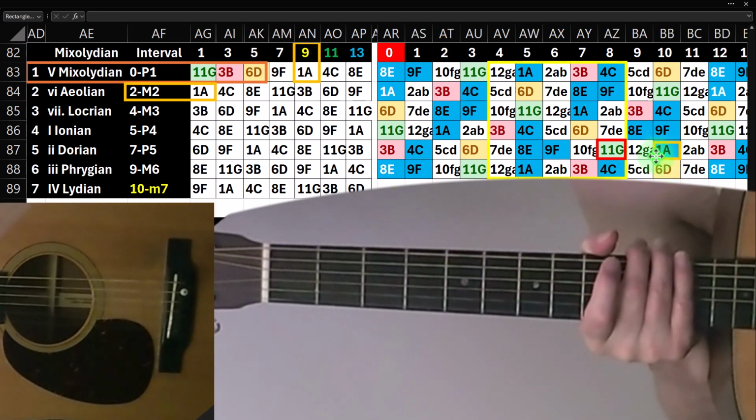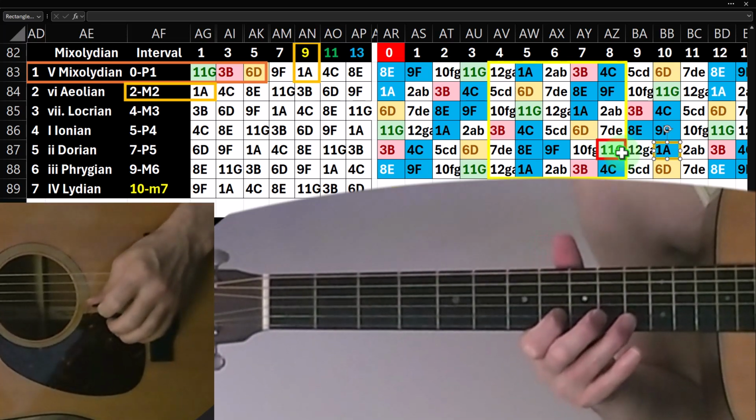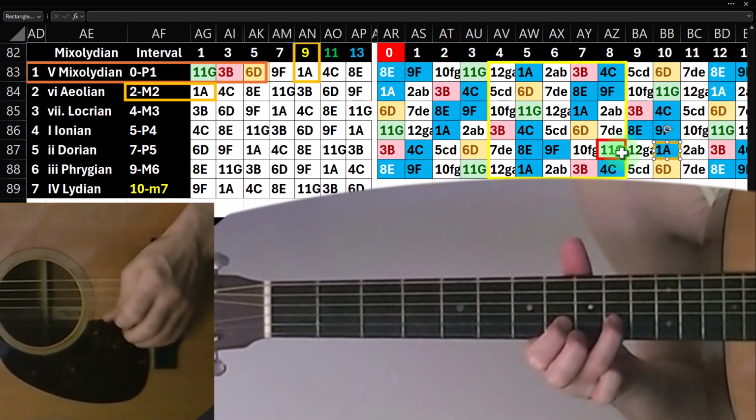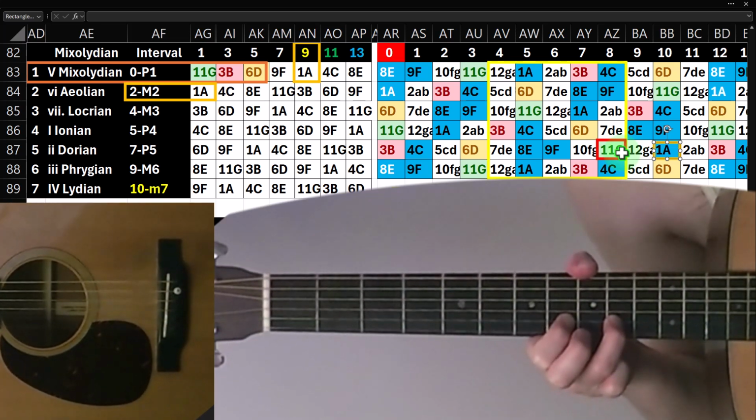So we're going to say 2 notes away. If I go 2 notes away on the same string, it would be right there, 2 notes away from this G. Sounds like that. 2-note away major second, 2-note away major 9.